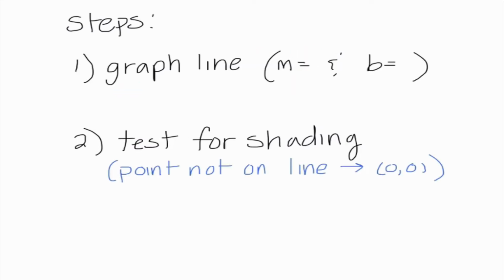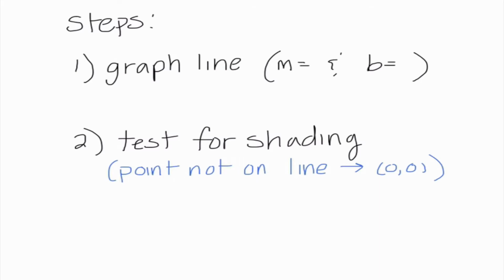So our steps for today, the first thing we're going to be doing is graphing the line, just like we did a few lectures ago. And just a reminder, on every single line today, we should be writing m equals and b equals. Then the only new thing we're really doing, other than when we graph the line, we need to think, is it solid, is it dashed, is that we need to test for shading.